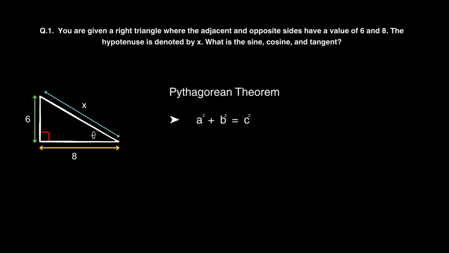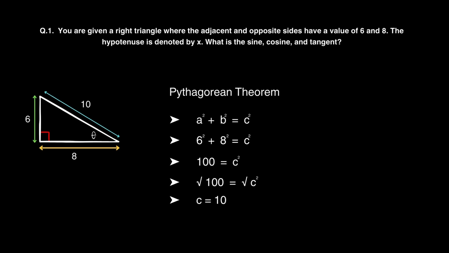Now, let's input the values. 6 squared plus 8 squared equals c squared. Therefore, you get 36 plus 64 equals c squared. 36 plus 64 is 100. 100 equals c squared. Finding the square root of both gives us c equals 10. Hence, the missing side, the hypotenuse, is 10.